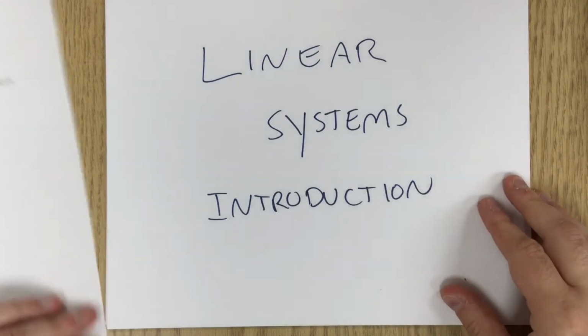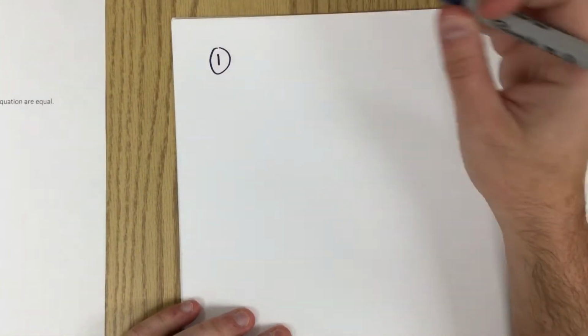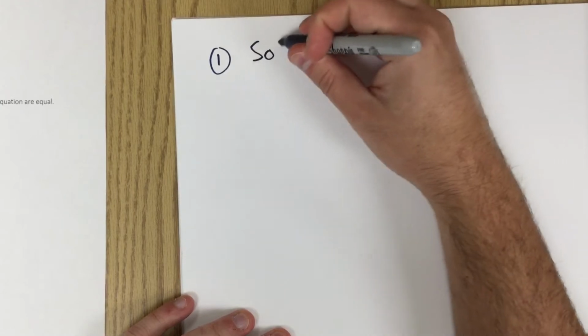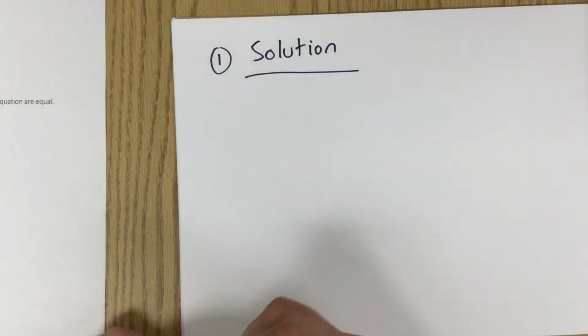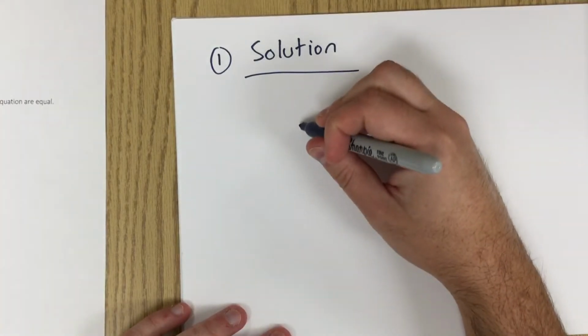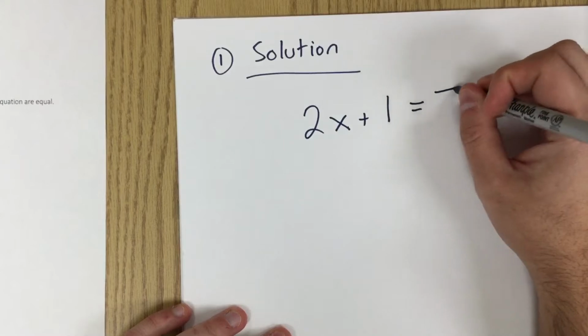So now we're going to talk about linear systems. We're going to start with a bit of a warm-up though. So first we're going to talk about what a solution is. It's a word that we throw around sometimes, but we don't necessarily always know what it means. So for example, what is the solution to the following equation?